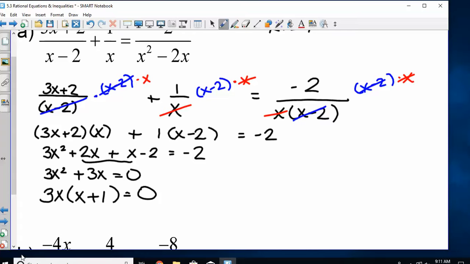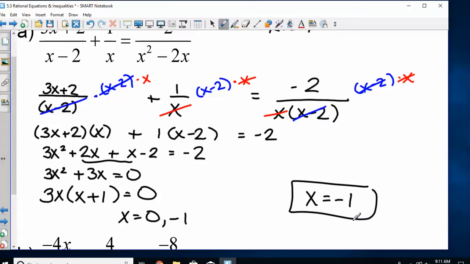What makes 3x equal 0? 0, right? What makes x plus 1 equal 0? X is a 0 or a negative 1. Can't be 0. So the whole thing would be no solution? No, since I have 2 answers, we just knock off the 0 and we keep the negative 1. Good question. If my only answer were 0, then it would become no solution.